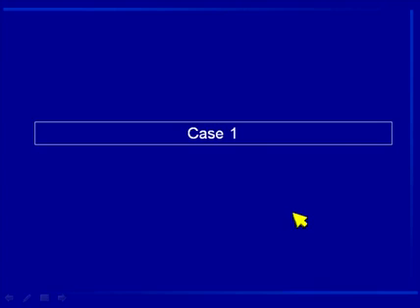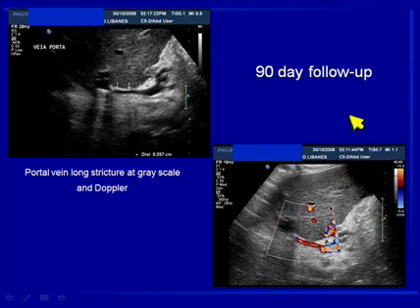Case 1 of portal vein stenosis. It's an 8-year-old boy with a 19-day follow-up of liver transplant, and we can identify a portal vein stricture at grayscale and Doppler. Here is the grayscale stricture of the portal vein, and at Doppler the stenosis, a long stenosis of the portal vein.